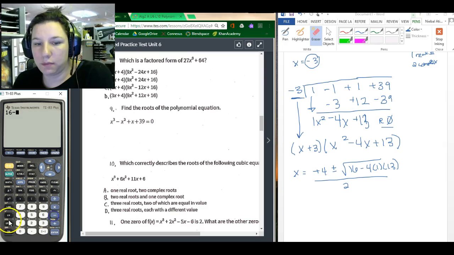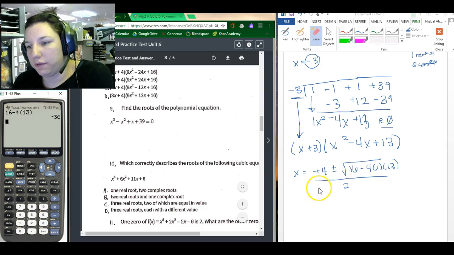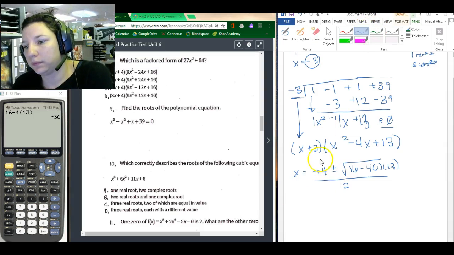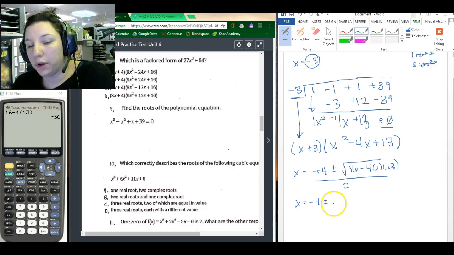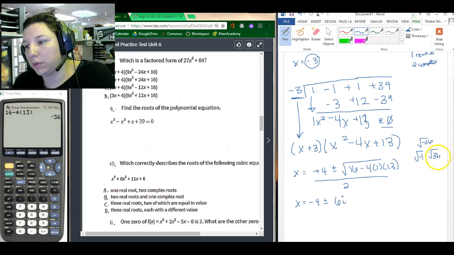So we have 16 minus 4 times 13. We get -36. The square root of -36 is going to be 6i, right? Because it's the square root of -1 times the square root of 36, which is i, and 6 times 6 is 36. All over 2, and then we can simplify that more. 4 divides by 2, and so does 6.